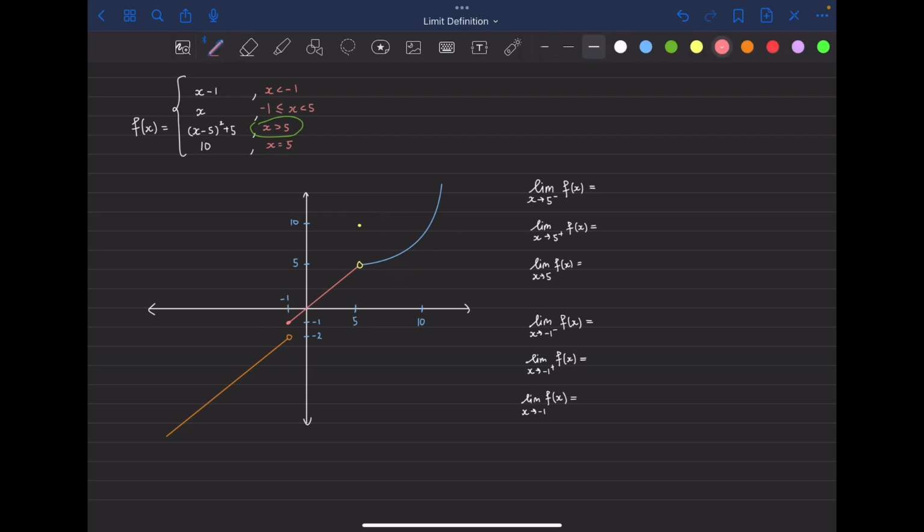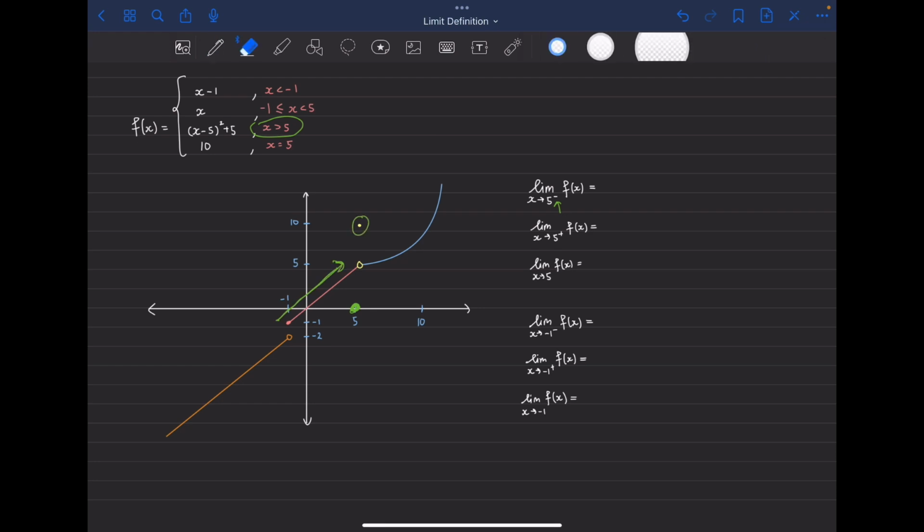Let's actually try to find a few limits now. The first one says, what is the limit as x approaches 5 from the left side? So first of all, where is 5? You need to mark it. It is over here. So that's 5. If you approach it from the left side, what is the value that you would get? If you go this way, you might say the value of the function is over here. You'd be wrong.